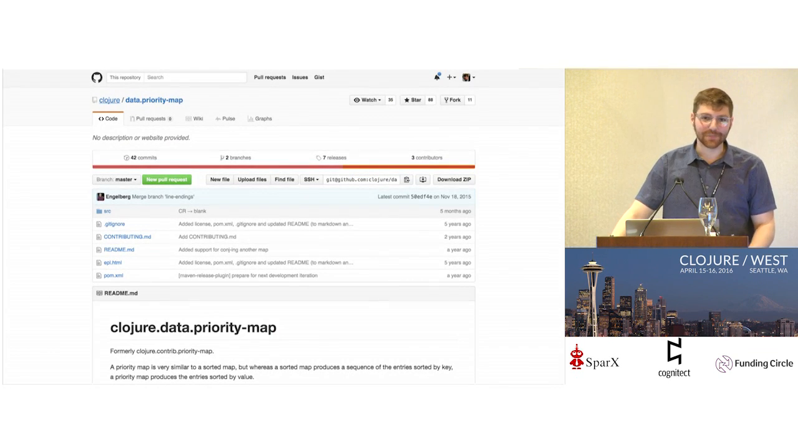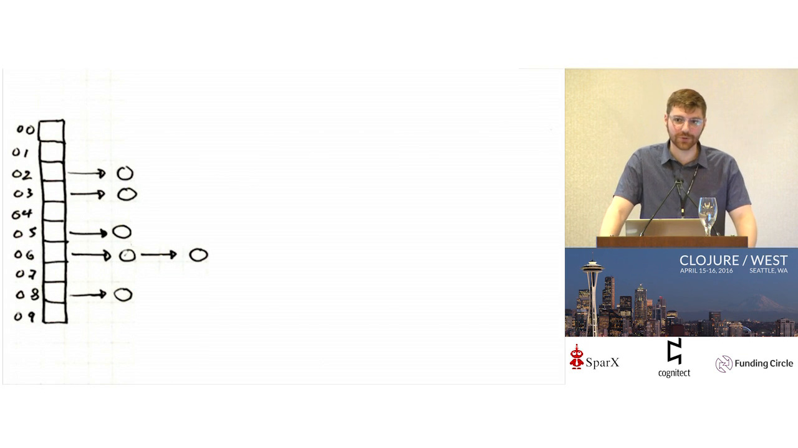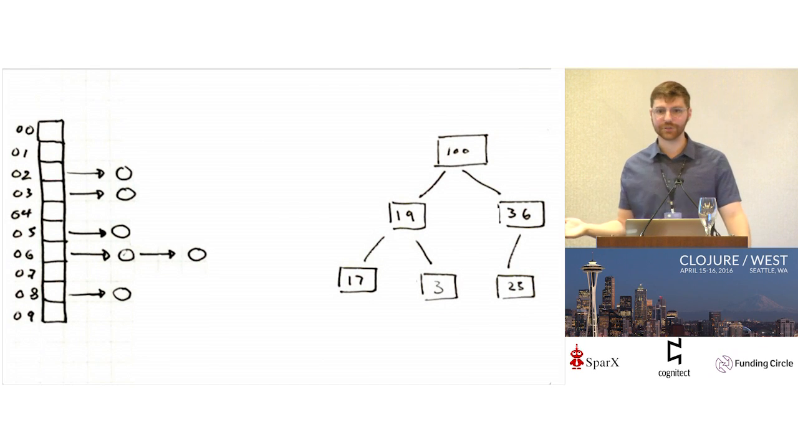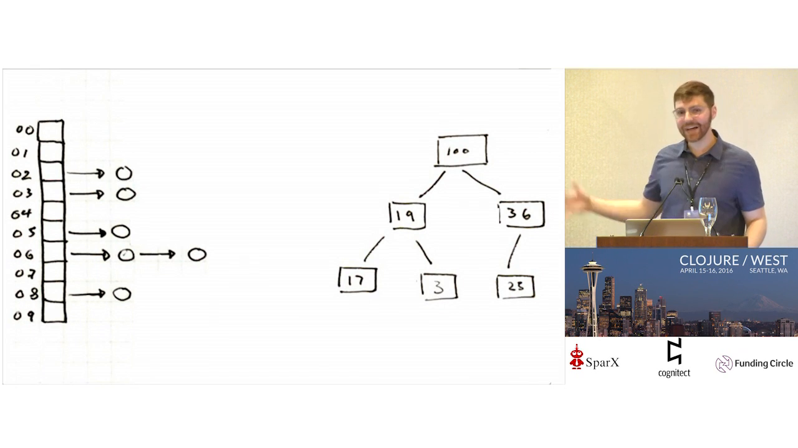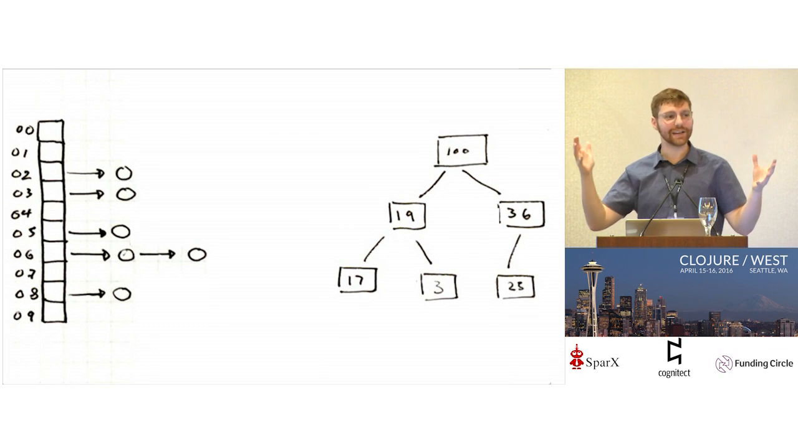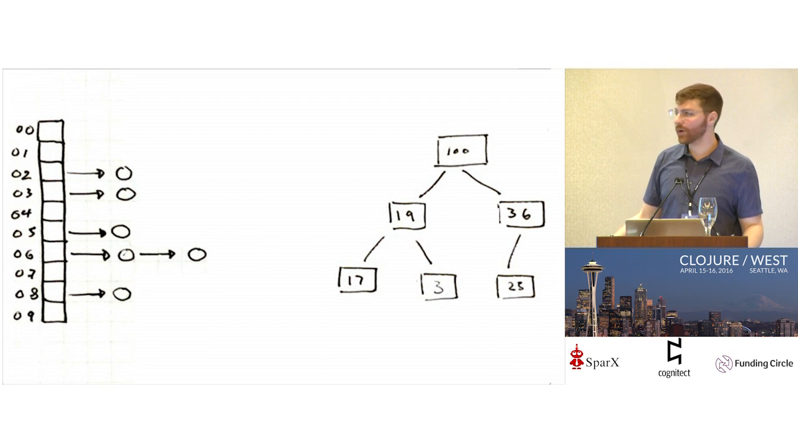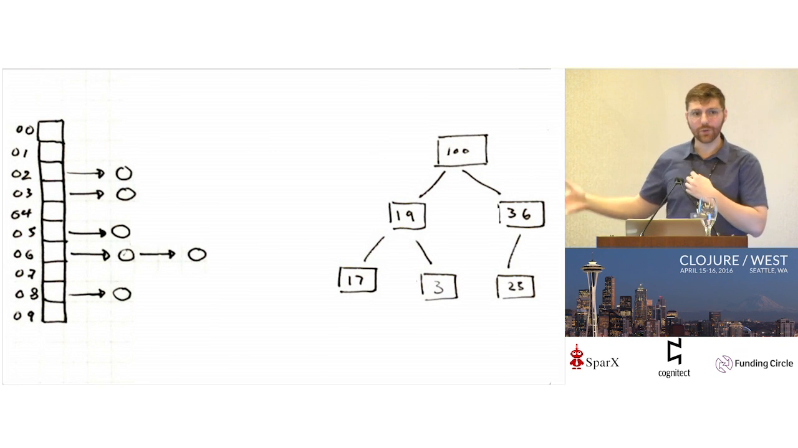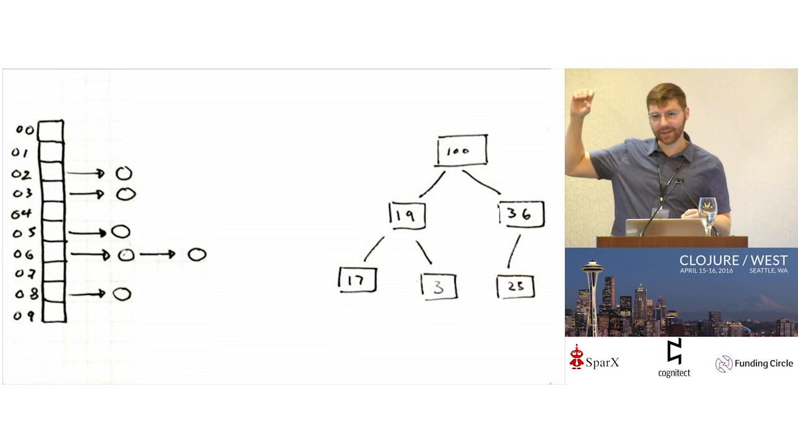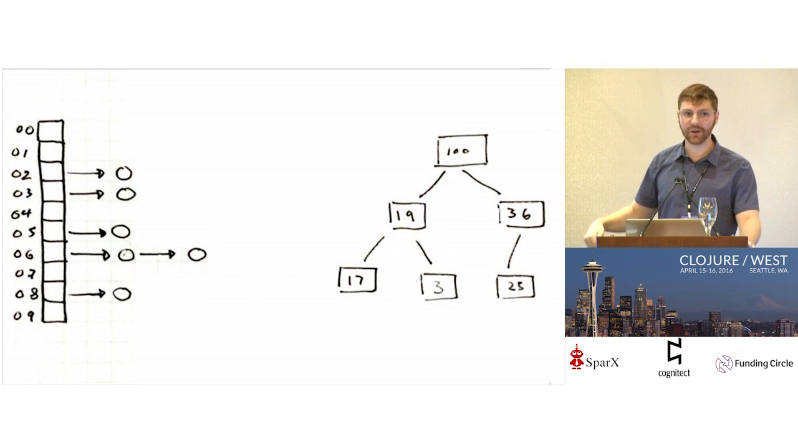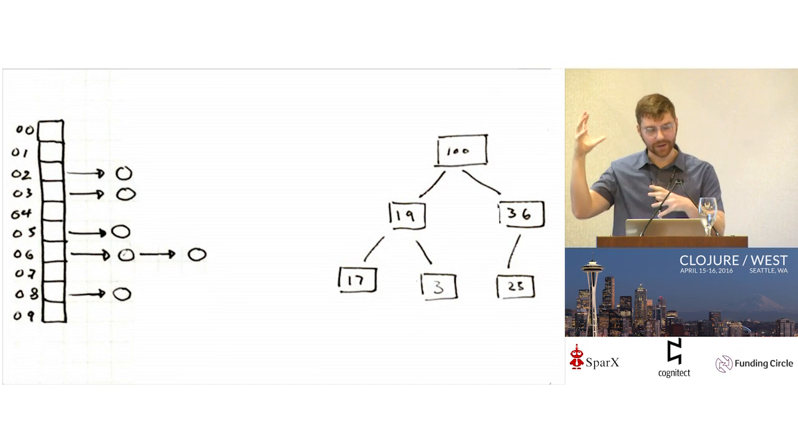In comes Clojure data priority map. You might be saying, what is a priority map? So a map usually refers to a hash table. And priority usually refers to a priority queue, which is generally implemented as a heap. Now, with a hash table, you have O of 1-ish lookup and O of 1-ish insertion. And with a priority queue, you have O of 1-ish peeking at the top of the queue, whatever the highest priority thing is. You have O of log n insertion and O of log n removal, or popping off the queue.